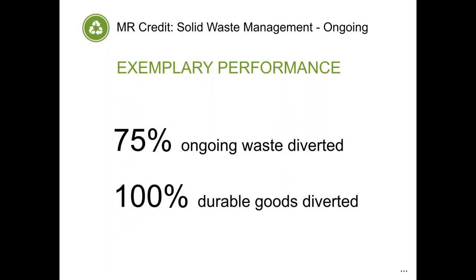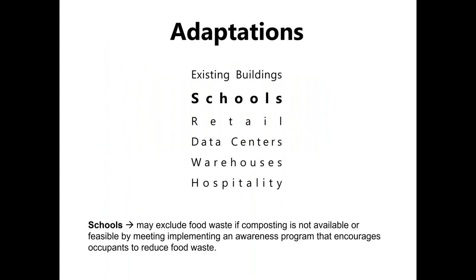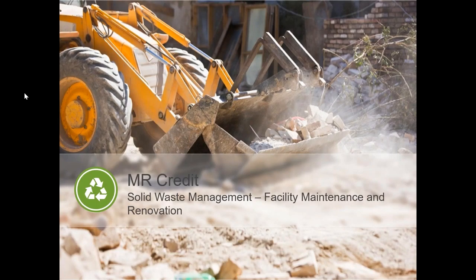Exemplary performance for your solid waste management ongoing: you need 75% of your ongoing consumables diverted, and then 100% of your durable goods diverted. And with this adaptation for schools, you can exclude food waste if composting is not available or feasible. Composting is more readily available in certain cities than others, so it just depends on the program that's local to you.